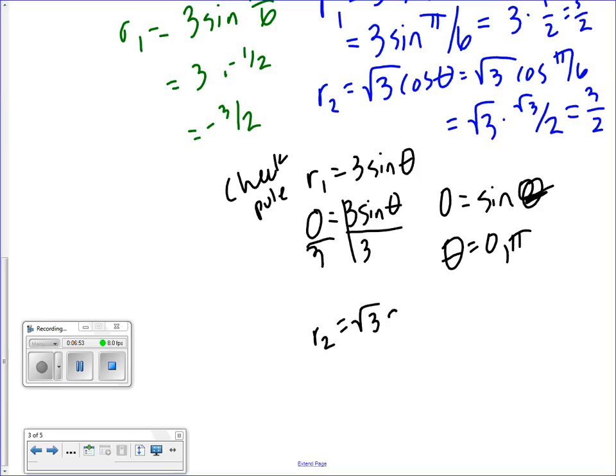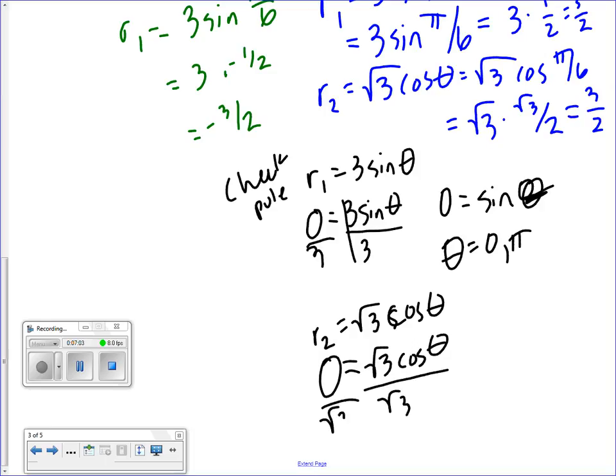R2, this is cosine. At the pole, the radius is 0. Dividing both sides by radical 3, I get that 0 equals cosine theta. The cosine of an angle is 0 at pi over 2 and 3 pi over 2. So what this is showing me is if I look back at the graph, it looks like those two graphs do meet at the pole.